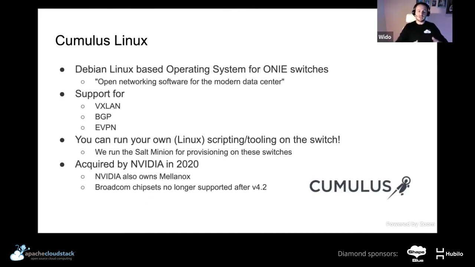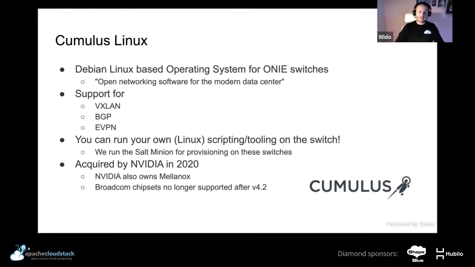Cumulus Linux itself is a Debian-based operating system for ONIE switches, and it has support for VXLAN, BGP, EVPN, and many other things, but those are the things which we focused on. And you can run your own scripting and tooling. So we run the Salt minion to provision the switches, but we also run a Zabbix agent to do monitoring, and we have some custom scripts on there, which we use to monitor and modify these switches.